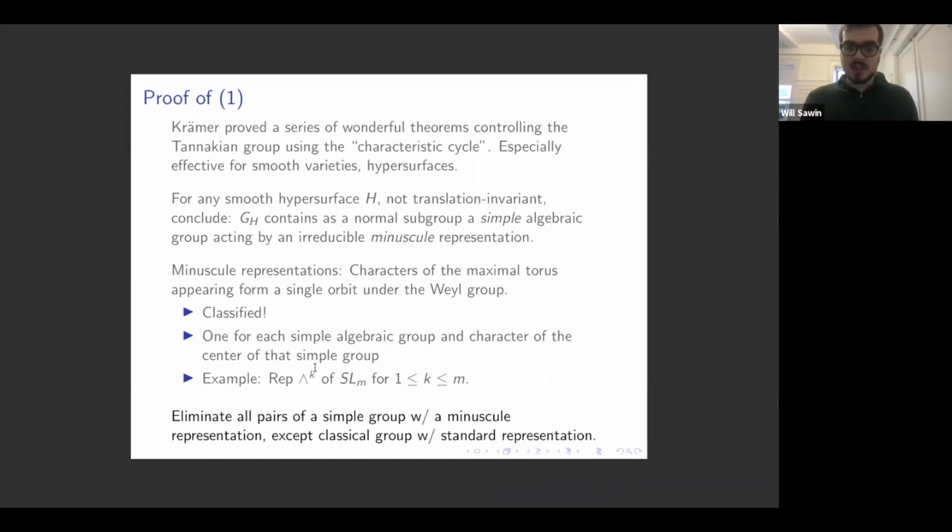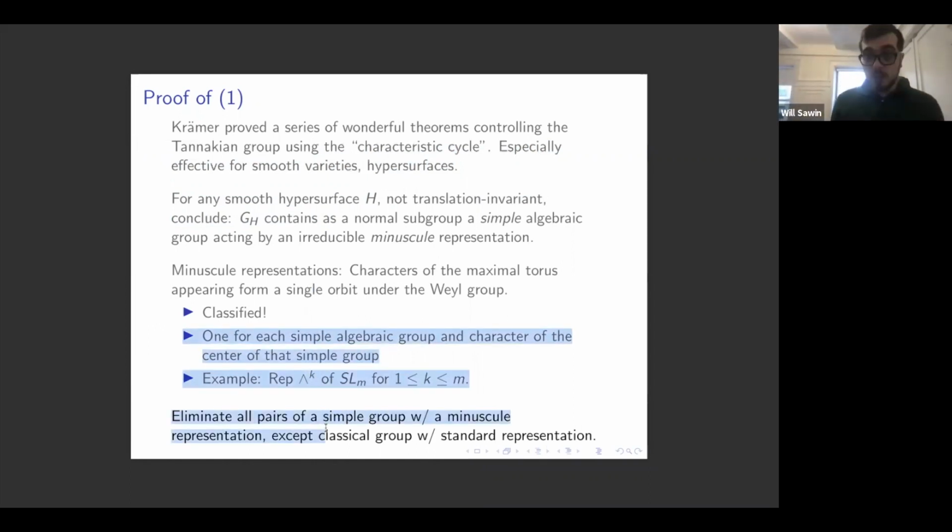And the second thing is this work of Krämer. I think some of it is specialized to hypersurfaces. You have to think a little bit for non-hypersurfaces. He was very interested in the theta divisors, which are hypersurfaces, and applying it to them. So that's why he wrote things for hypersurfaces. And then this last step of eliminating the minuscule representations, we don't use Krämer's work to do that. We use concrete calculations, and you have to do different concrete calculations to handle the complete intersection case.